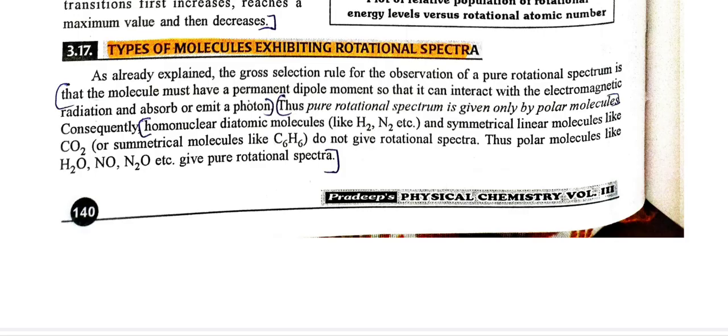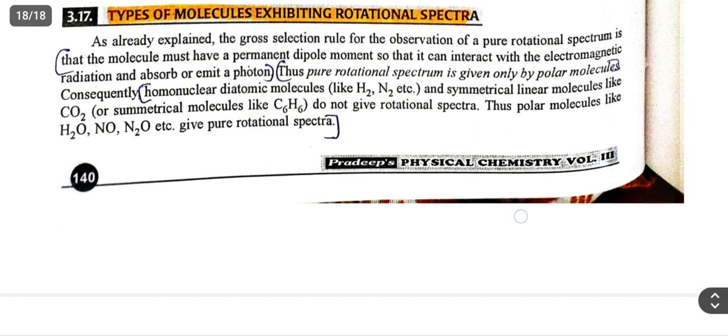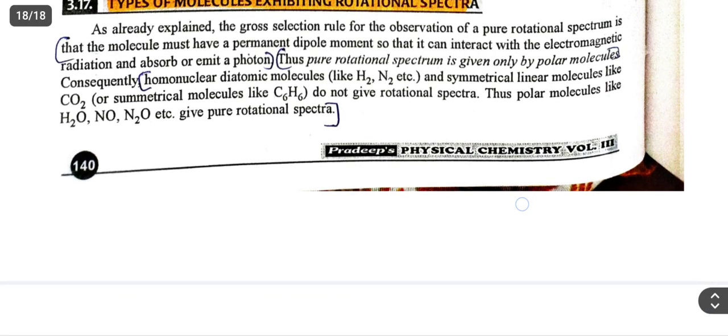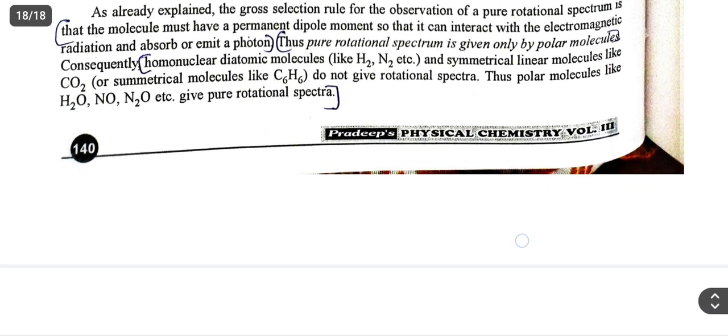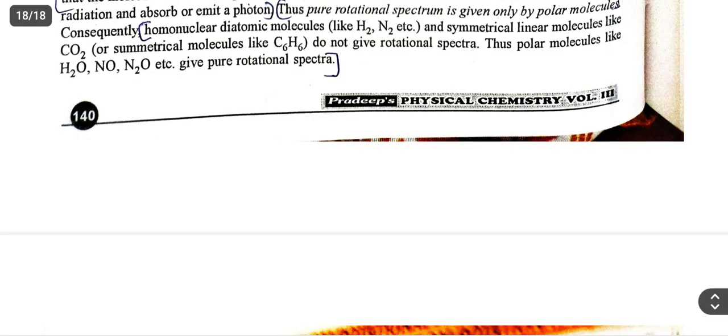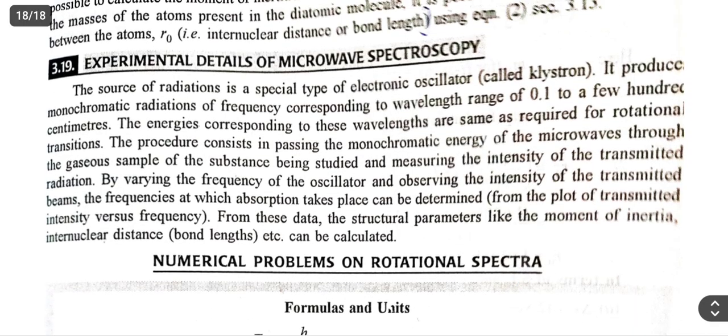Type of molecule exhibiting rotational spectra. As already explained, the gross selection rule for the observation of pure rotational spectroscopy is that the molecule must have a permanent dipole moment, so that it can interact with electromagnetic radiation, absorbing and emitting a photon. A pure rotational spectrum is only given by polar molecules. Homonuclear diatomic molecules and symmetrical linear molecules like CO2 and C6H6 do not give rotational spectra.